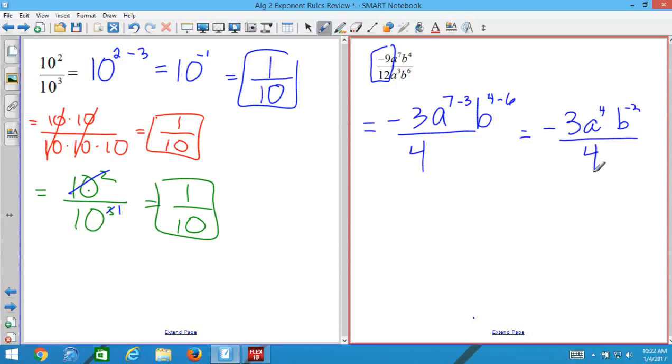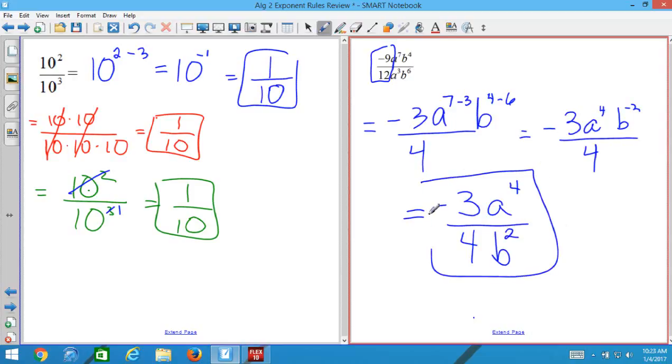So then when I simplify my subtraction, I get negative 3, a to the 4th, b to the negative 2, all over 4. But we don't like negatives. We want positive. Get rid of the negatives. How do we get rid of that negative 2 power? So what moves? B. Only the b power. So on the bottom I have 4b to the positive 2. Okay. Problem solved.